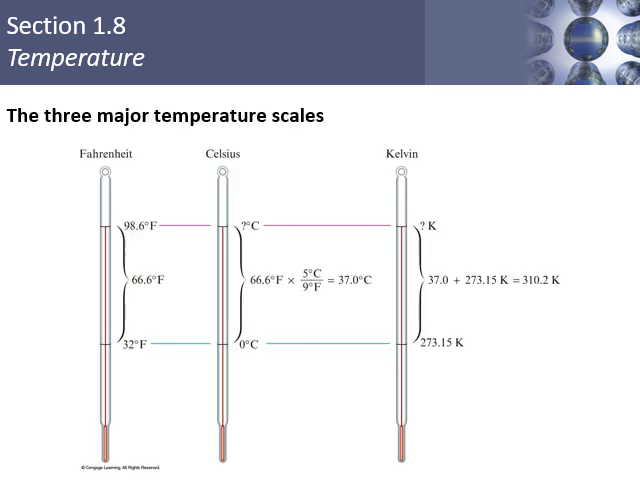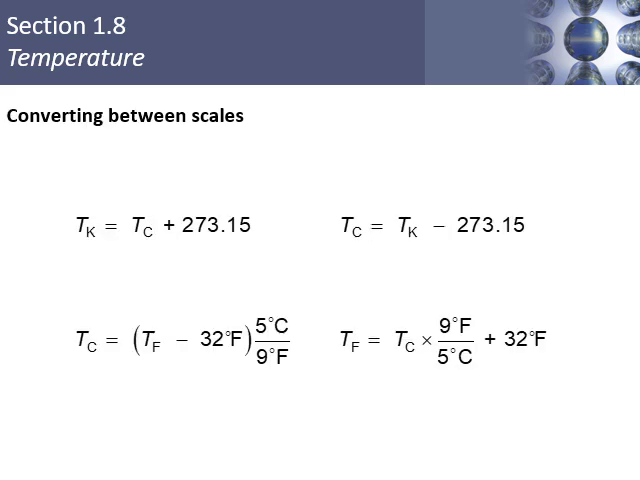I'll let you pause this and look at it if you want to. Let's go to the next slide. So here are the formulas. If you want to convert from centigrade to Kelvin, you just add 273, and vice versa. And then here's your formula.